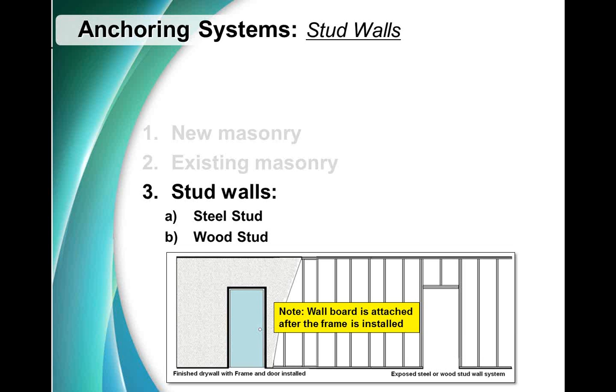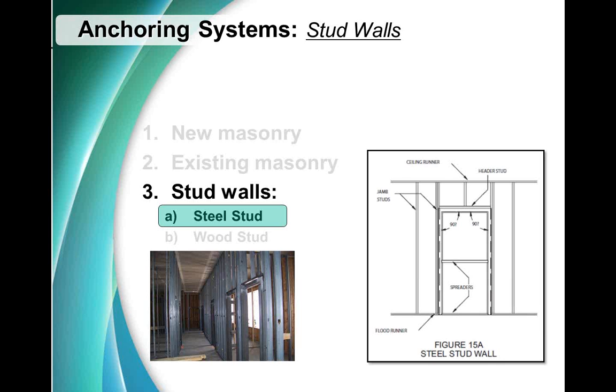Now, in both of these applications, the frame construction that we're going to talk about right now requires that the frame is installed into the studded partition. After the frame is installed, leveled, squared, anchored, then the wallboard is attached. So the wallboard is the final process in building the wall construction for stud wall partitions. Now, starting off with stud walls, again, this is by far the more prevalent construction.